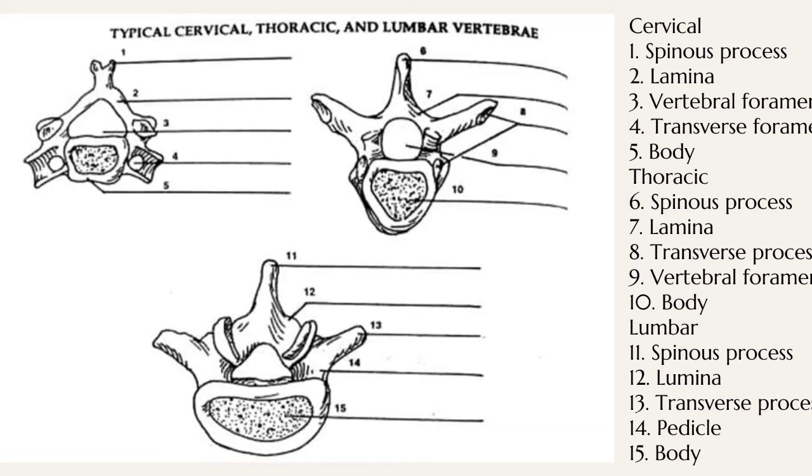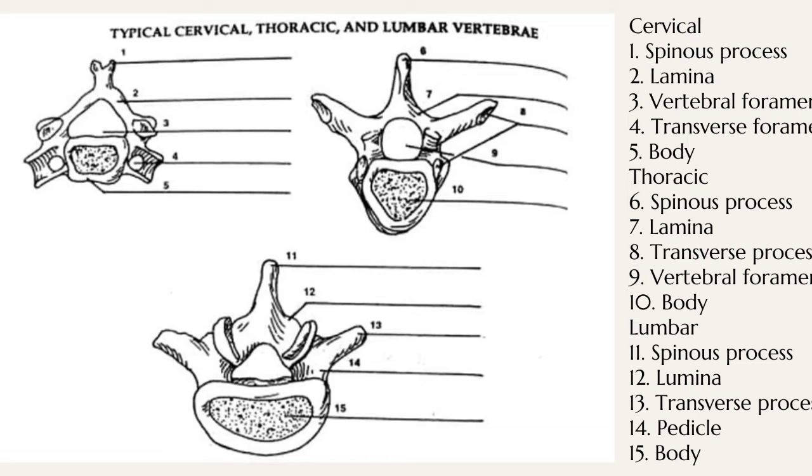So in lumbar, number 11 is spinous process. Number 12 is lamina. Number 13 is transverse process. Number 14 is pedicle. Each vertebra has two cylindrical shaped projections of hard bone that stick out from the back part of the vertebral body. The pedicle provides side protection for the spinal cord and nerves.